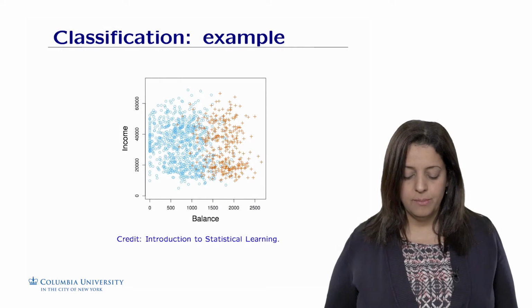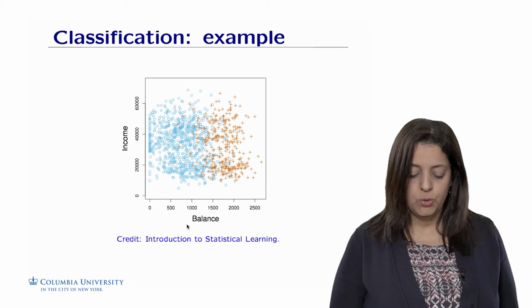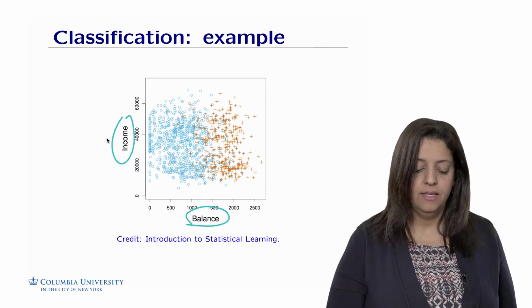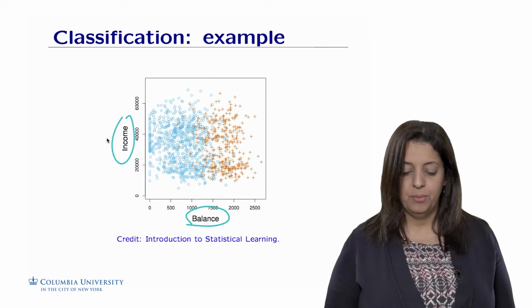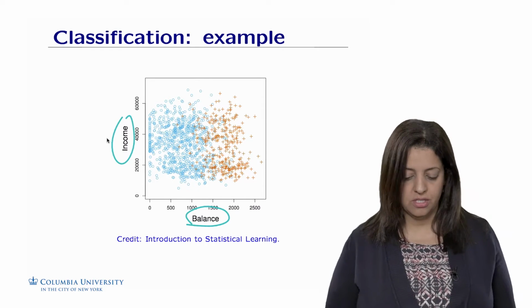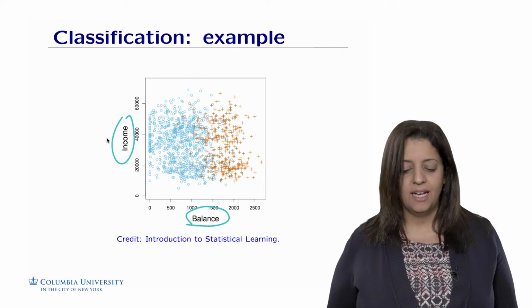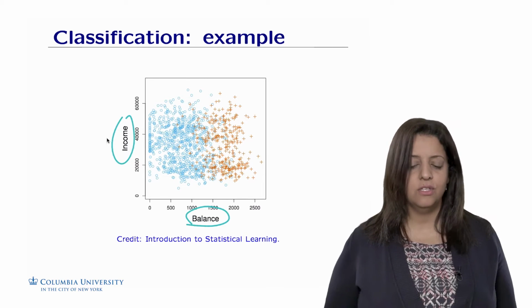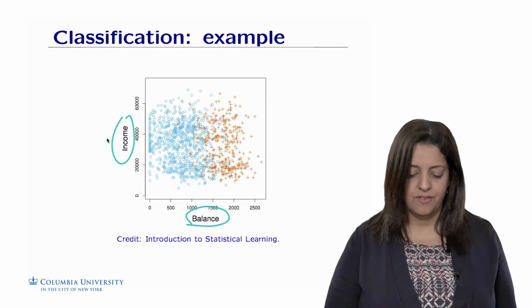Plotting this data in 2 dimensions will lead to this figure in which we have the balance and income that are the 2 features. We put the labels as a plus or a circle here that tells which customers defaulted, which customers did not default. And building a classification here means to find the decision boundary that separates the pluses from the circles.